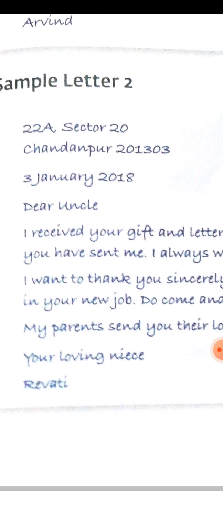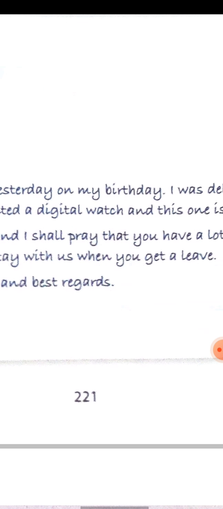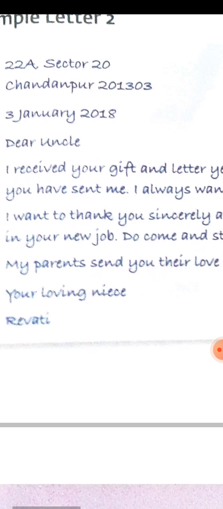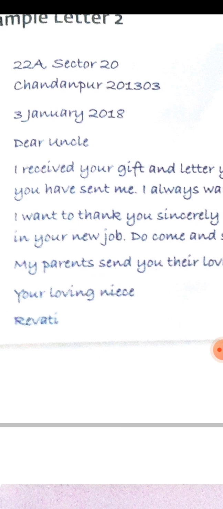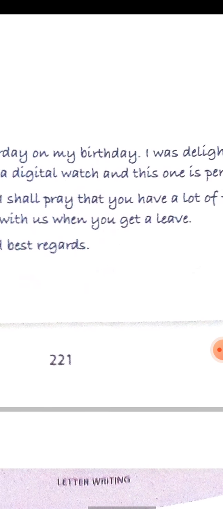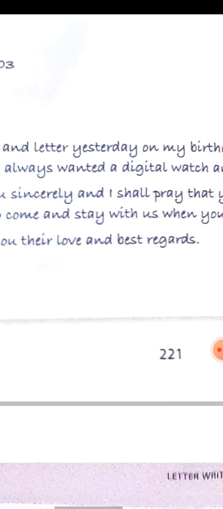Then "Dear Uncle," you have to put a comma also after that. I received your gift and letter yesterday on my birthday. I was delighted with the watch you have sent me. I always wanted a digital watch and this one is perfect. After perfect, he has put an exclamatory mark.